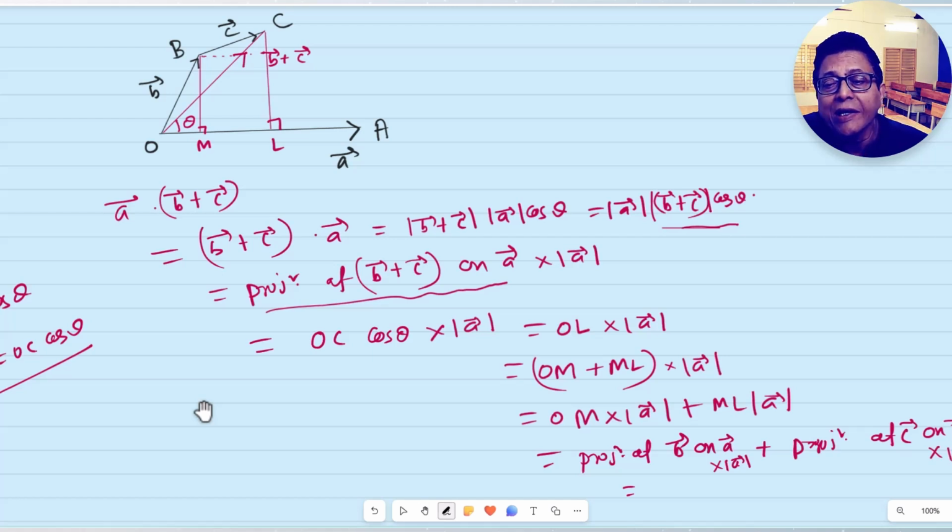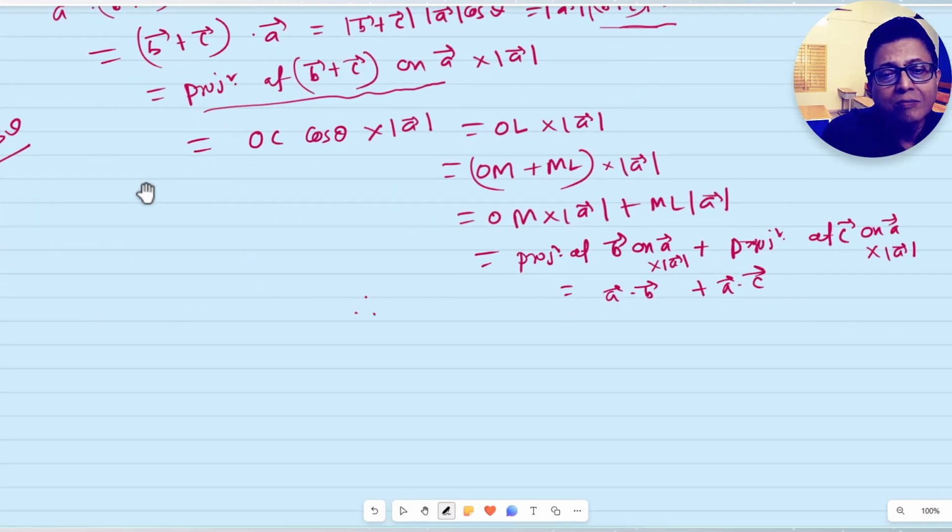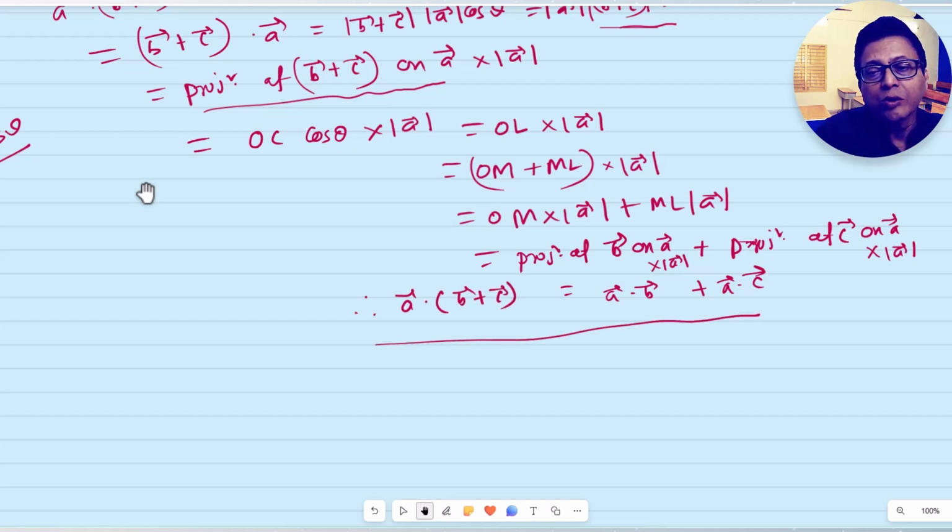Projection of B on A into mod A is what? It is A dot B. Projection of C on A and mod A is what? This is A dot C. All these we are applying just by remembering the definition of dot product. It is mod A into projection of B on A in both the cases. So you have started with A dot B plus C and you got A dot B plus A dot C. So dot product obeys the distributive law also.